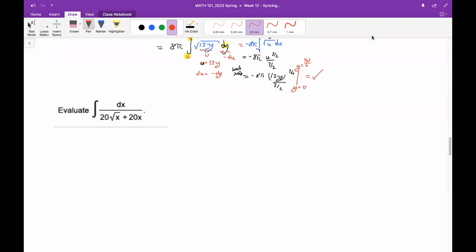This is the second part. Let's continue with the next example. So the second part will be totally different topics. We will be talking about logarithm defined as an integral. And in the last part, I will talk about integration by parts.